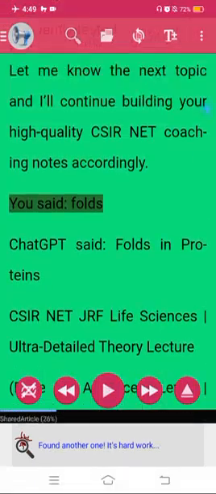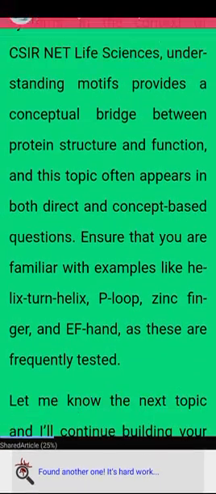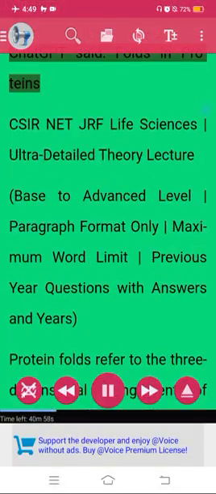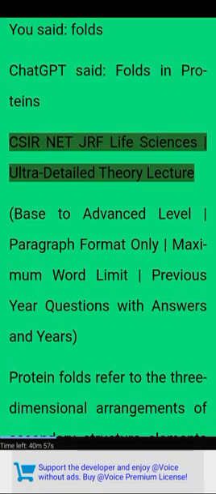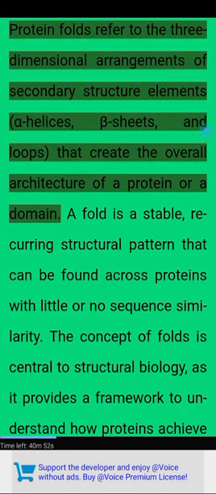You said, folds. ChatGPT said, folds in proteins. CSIR NET JRF Life Sciences ultra detailed theory lecture. Base to advanced level, paragraph format only, maximum word limit, previous year questions with answers in years.